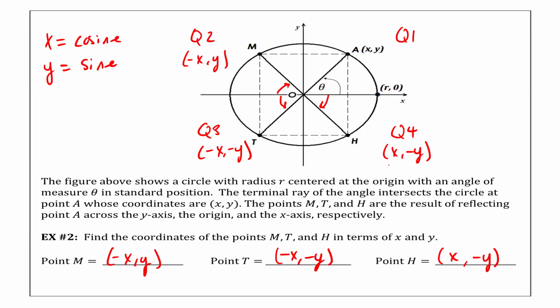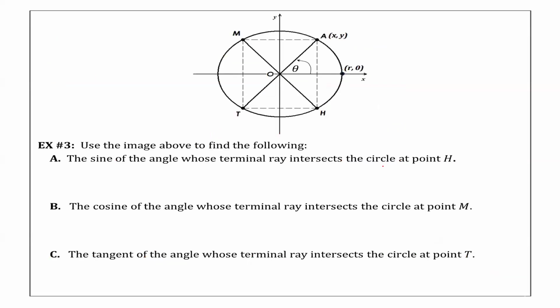I'm going to sound repetitive, but just accept this, because the more you hear it, the better it's going to stick. So when we talk about the sine of an angle whose terminal ray intersects the circle at point H, what is the sine going to be?